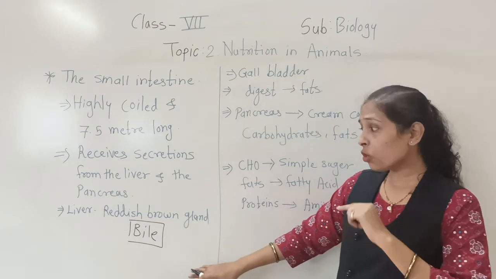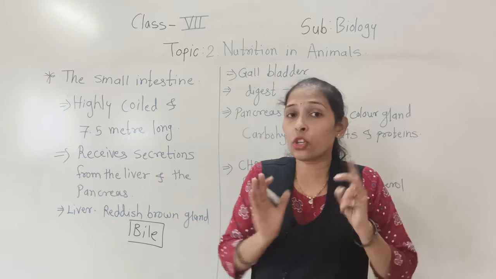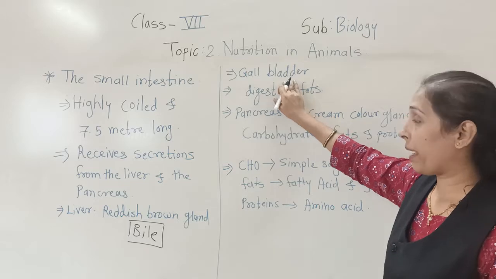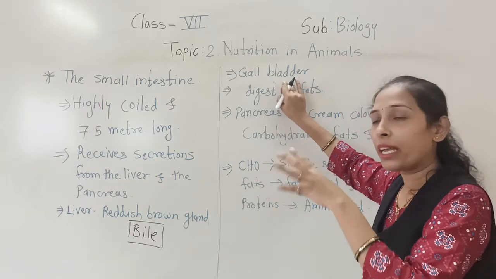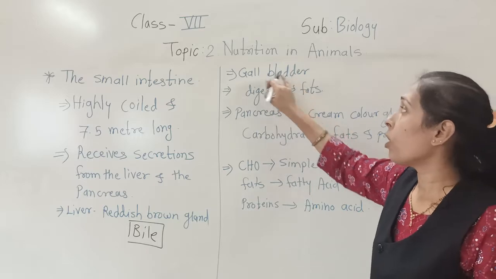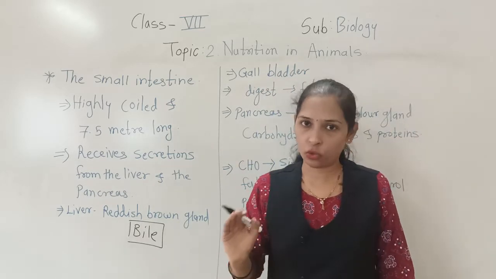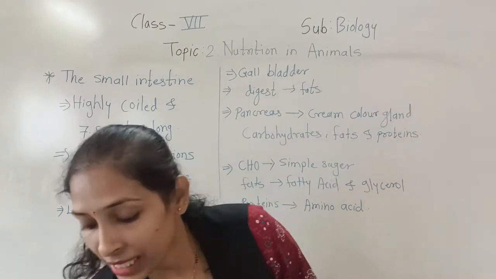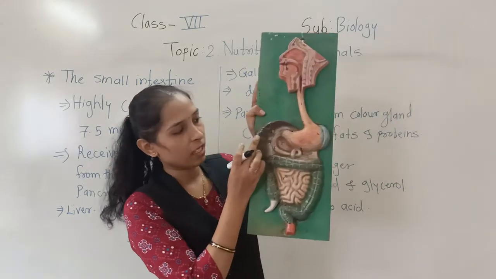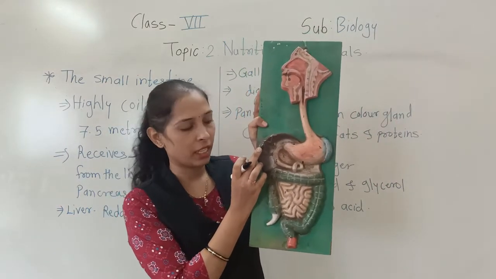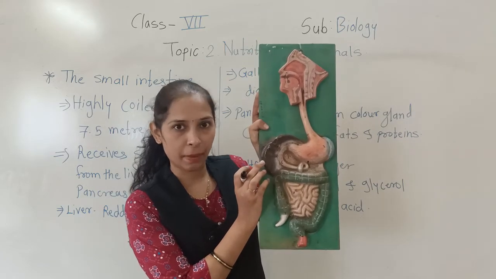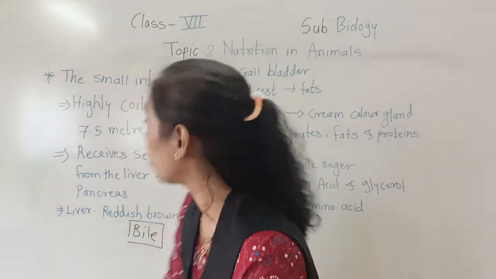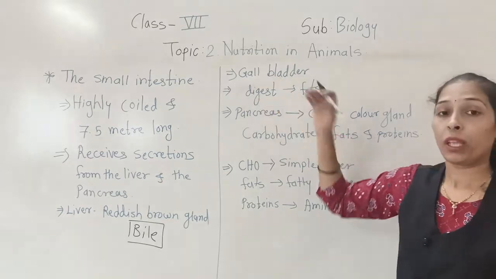So what I said, the liver secretes the bile juice, but it does not store that. Okay, so that bile juice gets collected into the gallbladder, or we can say the gallbladder stores the bile juice. This gallbladder is nothing but one sac-like structure. Here in the model you can see it is one sac-like structure, and the bile juice secreted by the liver gets stored in this sac-like structure. And what is the name of that sac-like structure? That is the gallbladder.